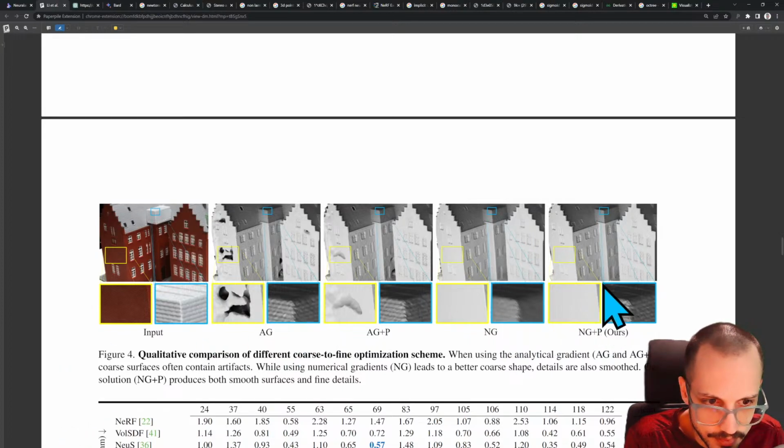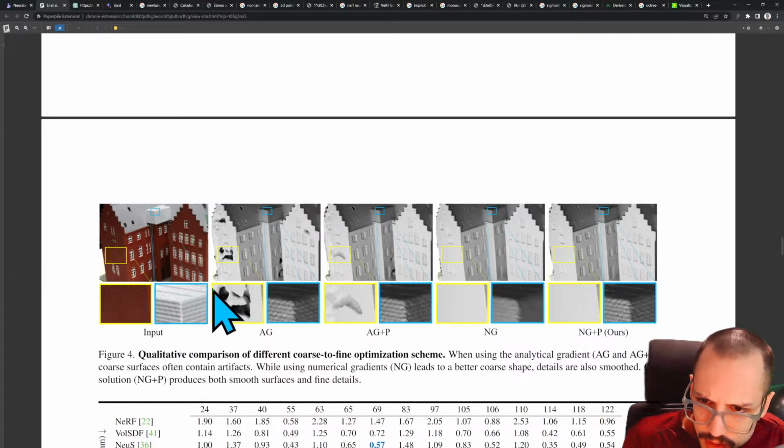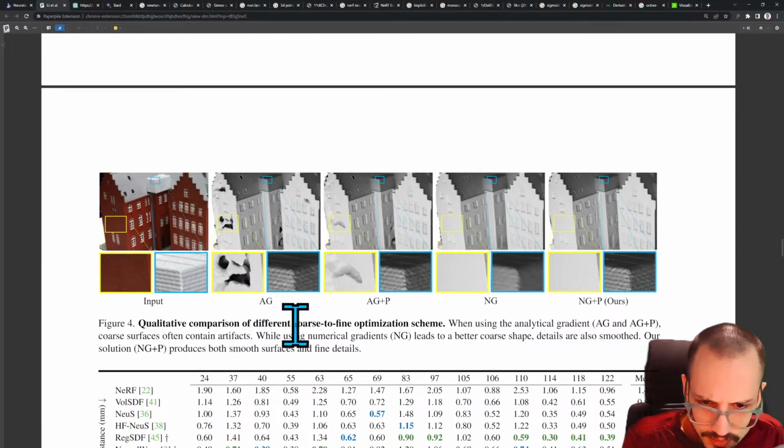Okay, so here you have the results from all of these. This is a picture of a house. I guess this is what the ground truth should be, and then this is showing you that. I can see how this is more smooth, right? Look, the numerical gradient is smooth. But the analytical gradient has more of this brick texture, which maybe that's a good thing. Maybe you want the brick texture. I don't know. While numerical gradients lead to a better coarse shape, details are also smoothed.